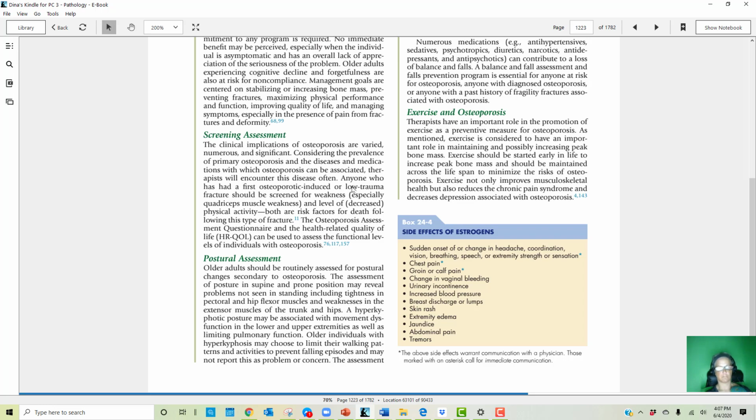The Osteoporosis Assessment Questionnaire and the Health-Related Quality of Life, HAQOL, can be used to assess the functional levels of individuals with osteoporosis.